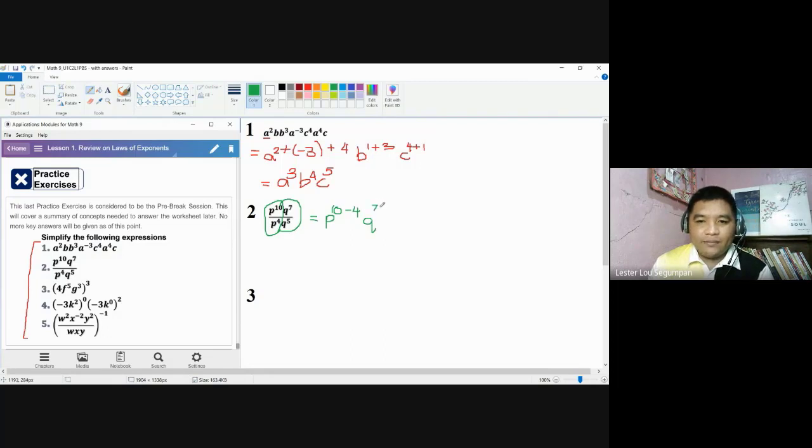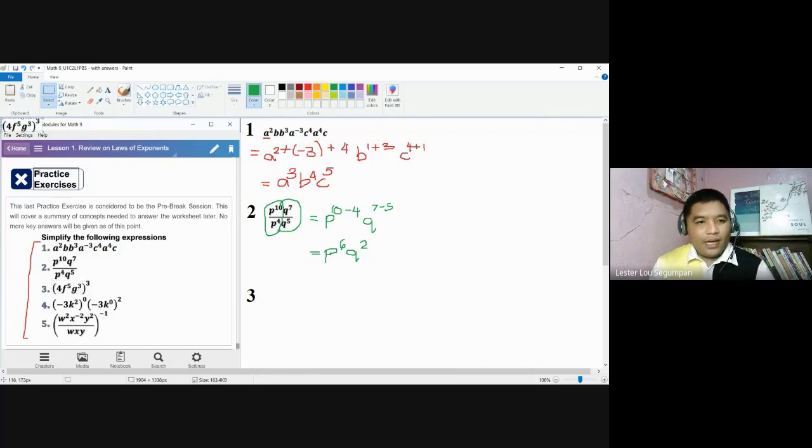You have 7 minus 5. And then, therefore, you have here p, 10 minus 4 is 6. And you have here q, and then 2. Looking at the expression, since they have different bases now, that's already your final answer: p to the power of 6 times q squared. Moving forward to item number 3.